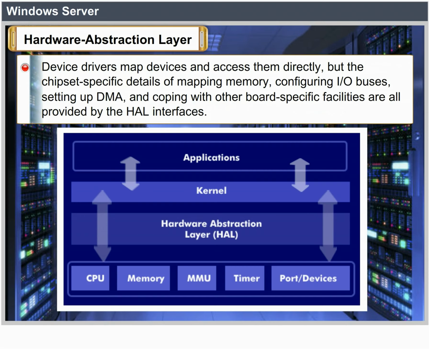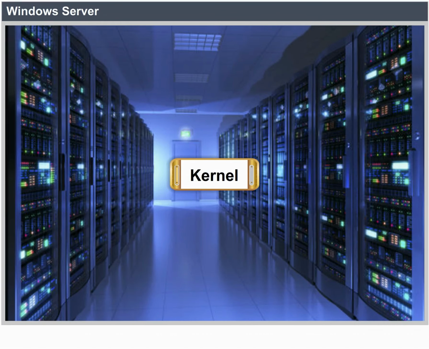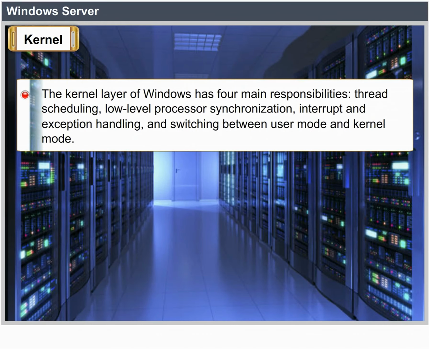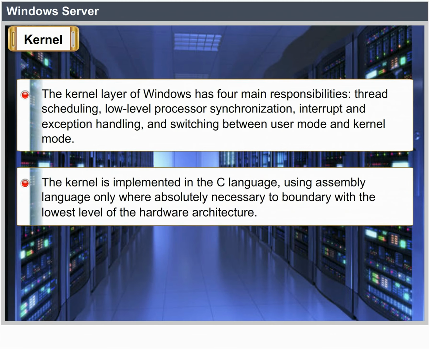Kernel. The kernel layer of Windows has four main responsibilities: thread scheduling, low-level processor synchronization, interrupt and exception handling, and switching between user mode and kernel mode. The kernel is implemented in the C language, using assembly language only where absolutely necessary to interface with the lowest level of the hardware architecture. The kernel is organized according to object-oriented design principles.